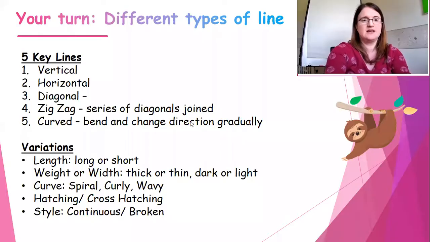Okay, let's have a look at those different kinds of lines, shall we? So we had the 5 main lines. So we had the vertical, up and down, horizontal going across, diagonal where you travel across and up and down at the same time.